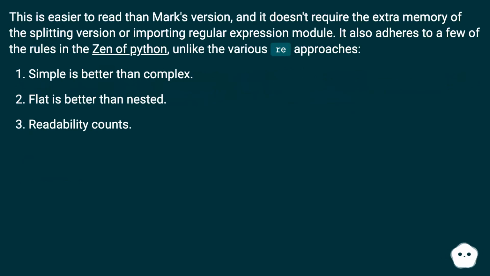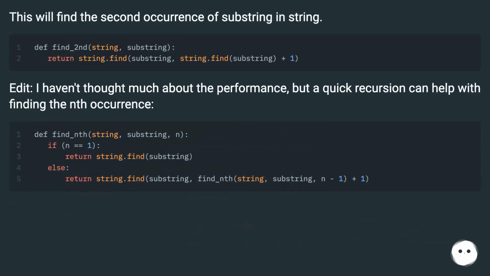This is easier to read than Mark's version, and it doesn't require the extra memory of the splitting version or importing the regular expression module. It also adheres to a few of the rules in the Zen of Python, unlike the various regex approaches. Simple is better than complex. Flat is better than nested. Readability counts. This will find the second occurrence of substring in string.